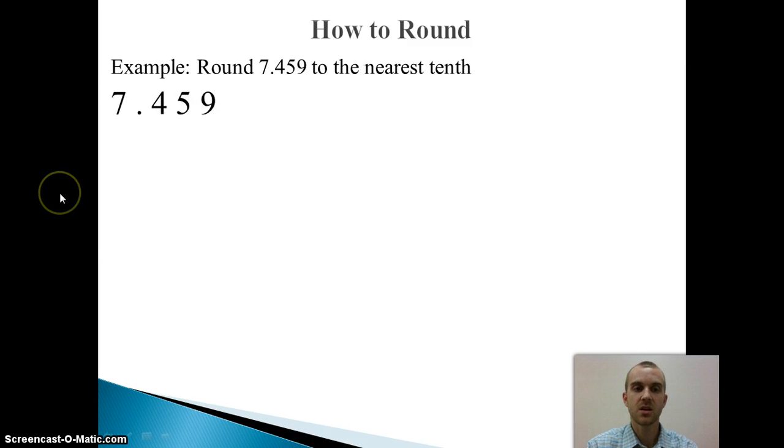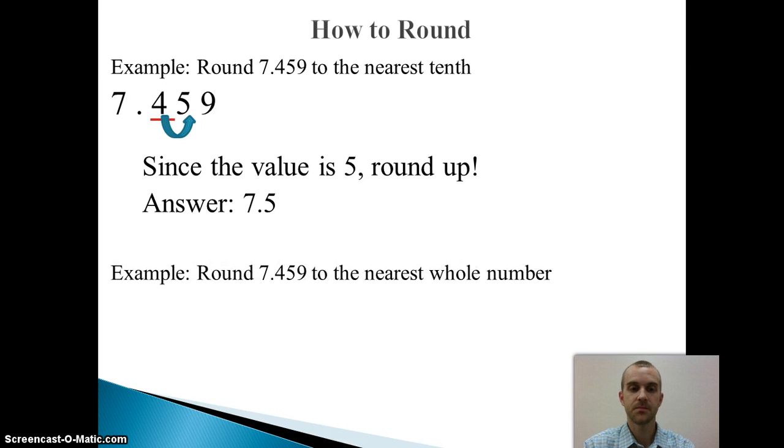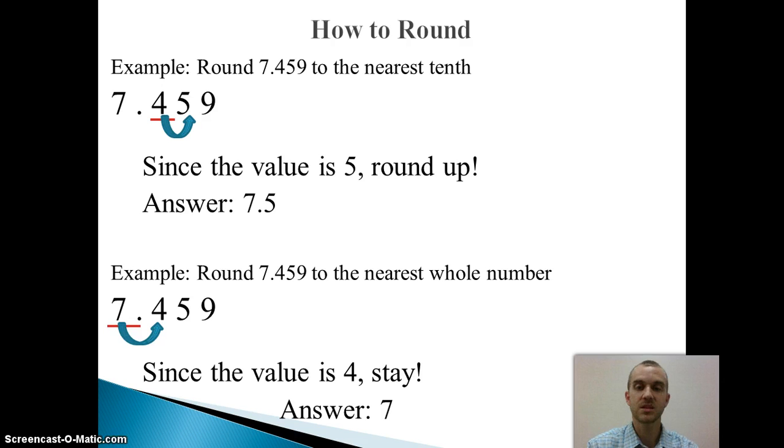So I've got the same number, and I want to round to the 10th. In this case, I know my 10th is the 4. I look to the number directly to the right, which is my 5, and say, okay, 5 means I round up 1 unit, so I end up with 7 and 5 tenths. Now if I want to round to the nearest whole number, that would be my 7, so I look directly to the right, which is to the 4, and then I say, okay, 4, since it's less than 5, that means I'm going to stay as I am. In this case, that would be 7.